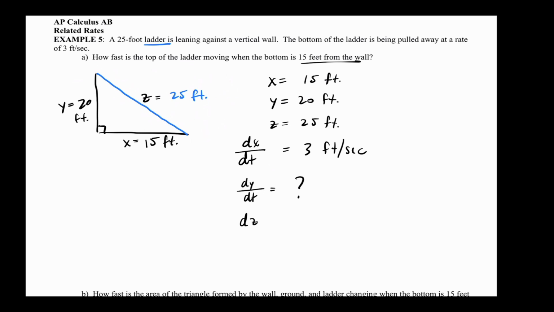dz dt. Kind of a trick question. What is dz dt? Why is dz dt 0? It's a ladder. The ladder's not getting bigger or smaller. It's a 25-foot ladder, right? So that's 0. So we actually know dz dt, because it's not growing or getting smaller. Okay? So we need to find dy dt.